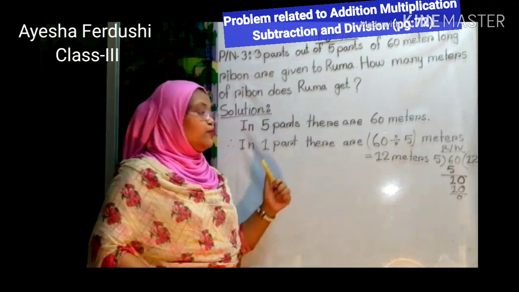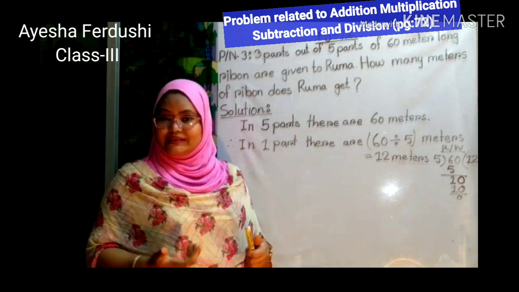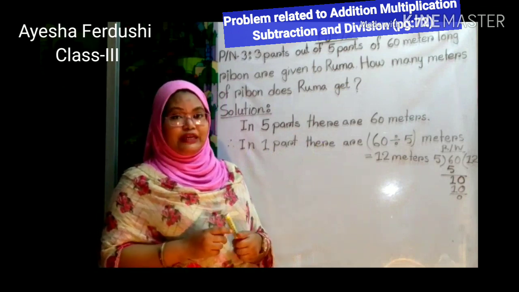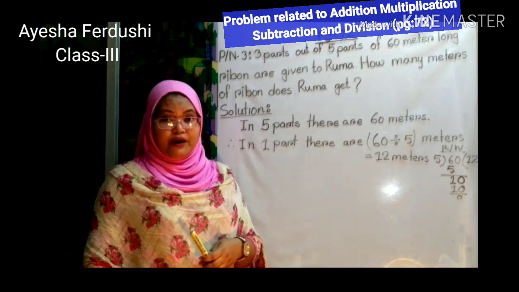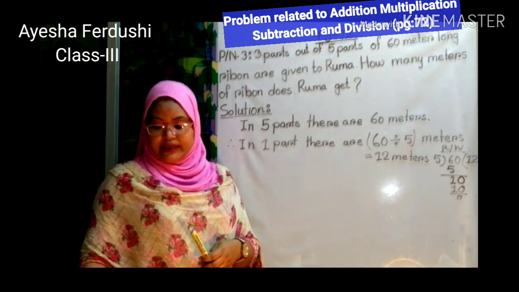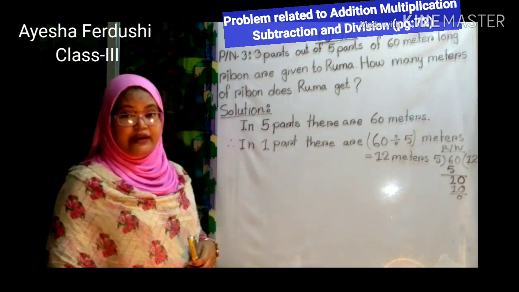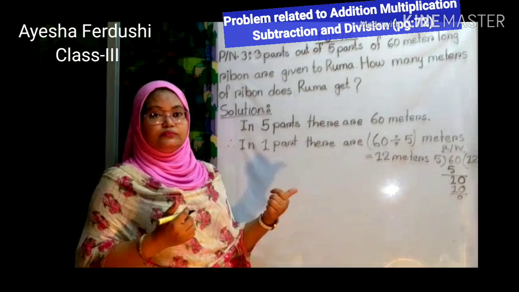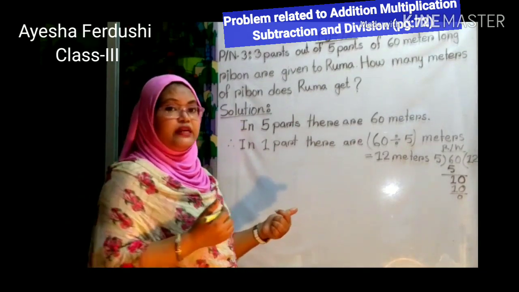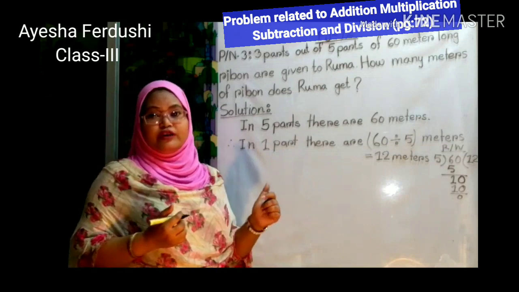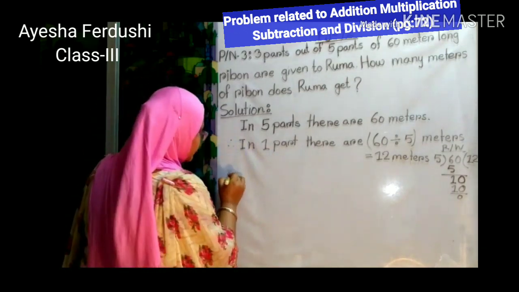So from this 1 part ribbon you will easily find out 3 part ribbon. How? I say by doing multiplication. Whatever Ruma gets, that is 3 part. Isn't it? So you can write 3 part out of 5 part given to Ruma, isn't it? This information you have to write in your solution. So start writing.